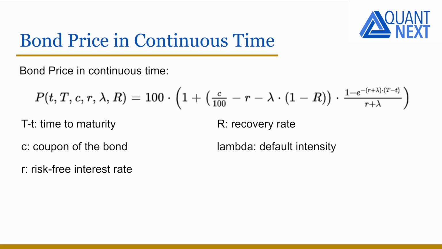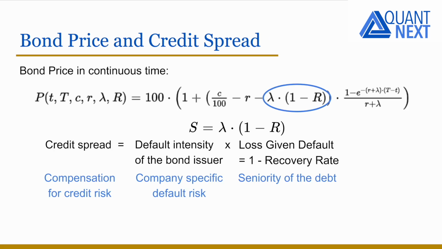assuming continuous time and constant risk-free interest rate. In addition to the characteristics of the bond, the time to maturity, the coupon, and the risk-free interest rate, the bond price depends on the default intensity and the recovery rate in case of default. The credit spread is a compensation for bearing credit risk when purchasing the bond. It is equal to the product of the default intensity and 1 minus the recovery rate.